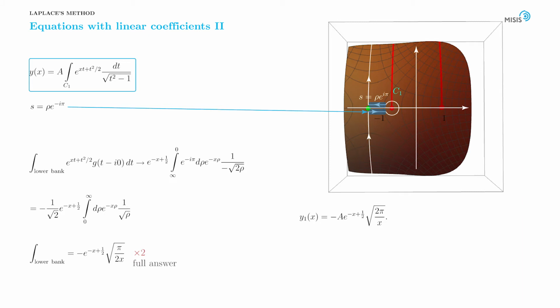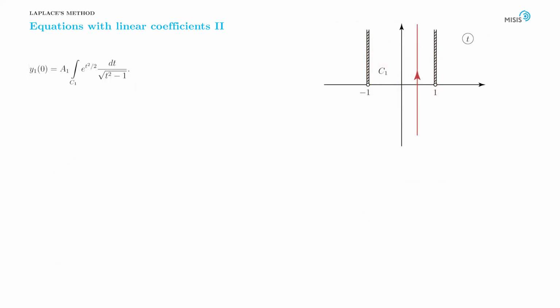Let's immediately fix the normalization constant. We impose the condition. For x equals 0, the integral defining the solution simplifies. Let's write it down. To simplify the calculation, let's shift the contour so it coincides with the imaginary axis and introduce the variable change, t equals is.